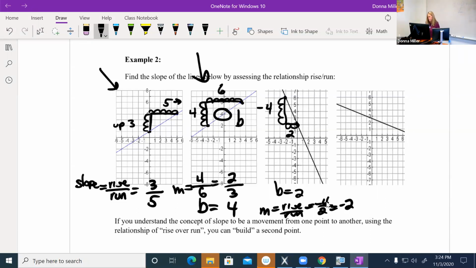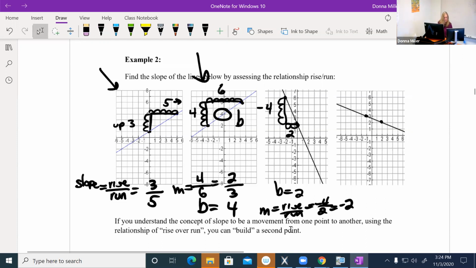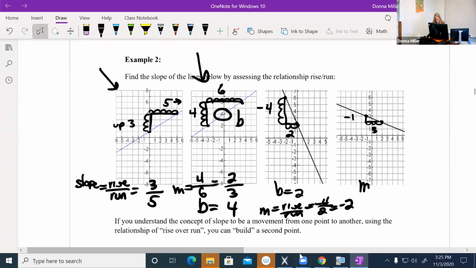Okay, one more. Again, it's up to you to pick some nice points. Let's see, where's a nice point? Here's a nice point. And we'll do this one. There's a nice point. Okay, so I'm going to draw myself a triangle. Rise, run. So I'm going to go down 1 and over 1, 2, 3. So my slope, rise over run, negative 1 over 3. Is that all right?